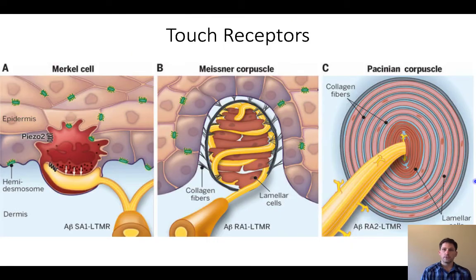So let's go into a little bit more detail about these. Here's just a comparison between our Merkel cell, which we talked about earlier, with these light touch receptors. They are not encapsulated, but this is going to bring in sensory information and send that through an afferent pathway. Same with the Meissner's corpuscle, but the Meissner's and the Pacinian corpuscle are encapsulated.